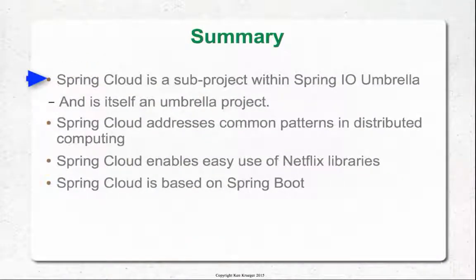So to wrap up, Spring Cloud is a subproject within the Spring I/O umbrella, and it is itself an umbrella project. The point of Spring Cloud is to address common patterns in distributed computing, which are commonly encountered in cloud environments when using microservice architectures. Spring Cloud makes it easy to use the main Netflix libraries, and Spring Cloud is based on Spring Boot. So with this introduction out of the way, let's look in detail at each of the component projects.